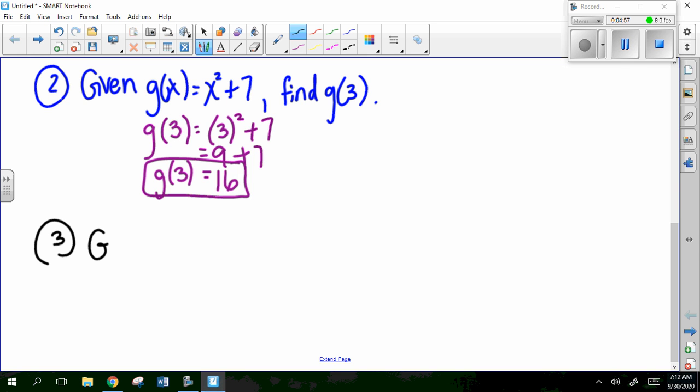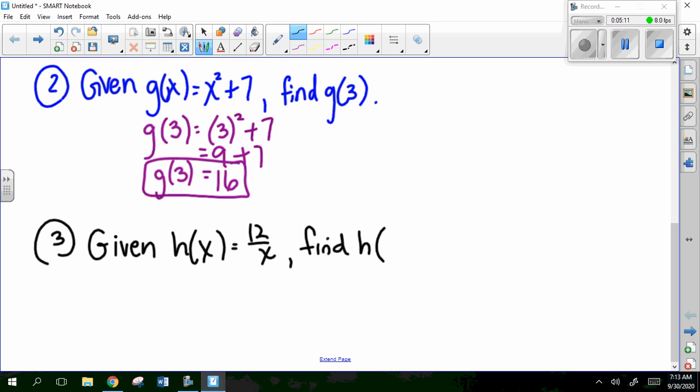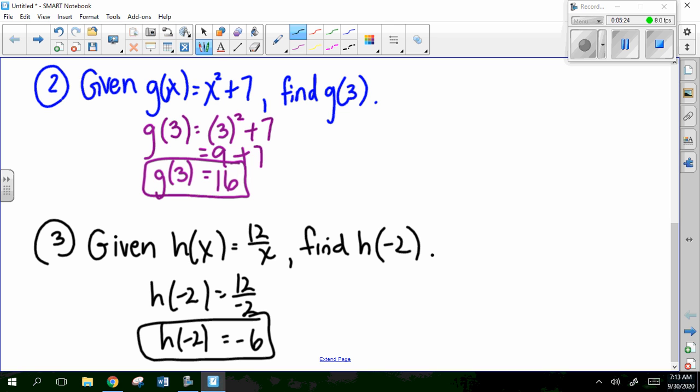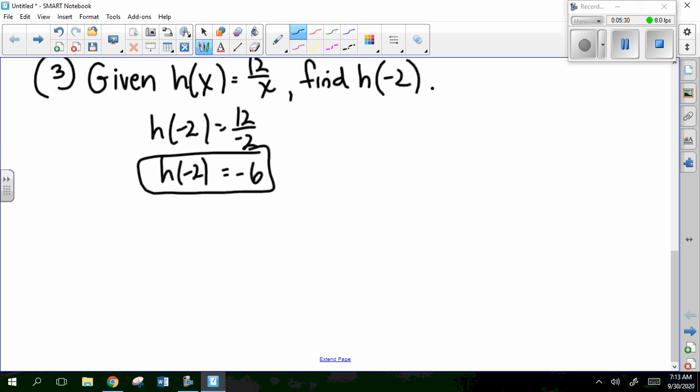How about given h of x, again, I just want you to know it doesn't have to always be f, equals 12 divided by x. Let's find h of -2. Okay? Well, that's not going to be too bad. That just means plug in -2 for x, and 12 divided by -2 is -6. And that one was pretty quick and easy. Okay? And I've got one more before we look at our intro to piecewise functions. So let's look at our fourth problem here. All right, let's go back to calling it f of x.